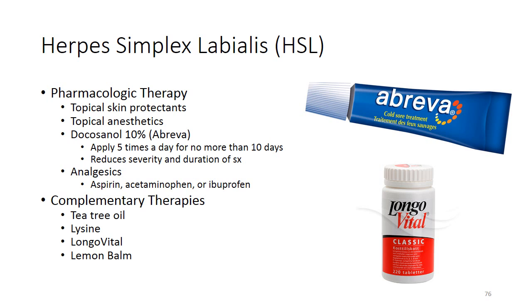Longo Vital is a dietary supplement that includes vitamins A, B, C, D, and E, as well as paprika, rosemary, peppermint, hawthorn, pumpkin seeds, and yarrow flowers. It has been shown to decrease the number, duration, and size of lesions after 2 months of treatment. Lemon balm has been shown to reduce symptoms, shorten healing time, and prevent spreading of lesions.